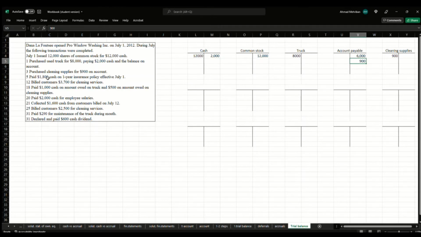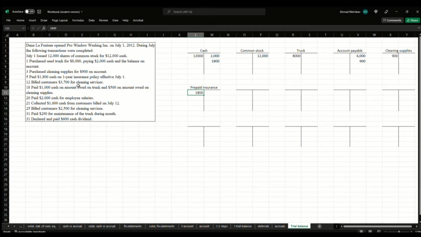Paid 1,800 cash on a 1-year insurance policy effective July 1. So on July 5, we paid $1,800 cash. So it means that cash is out. We spent cash, and we bought an insurance policy, prepaid insurance, of how much? 1,800 to the debit entry.